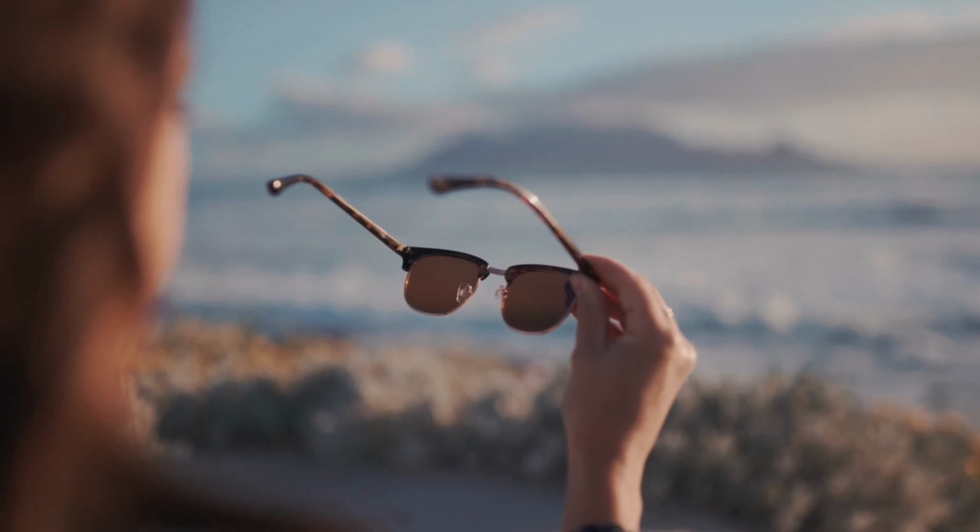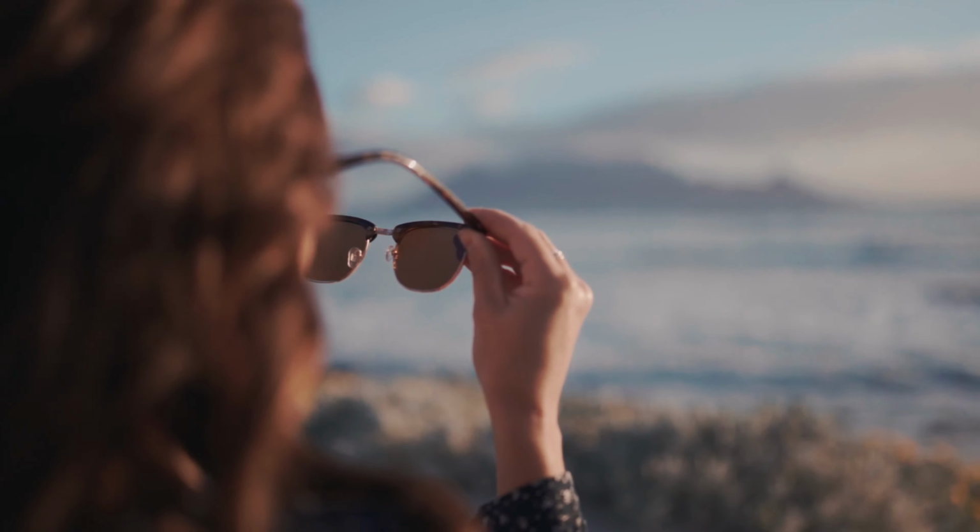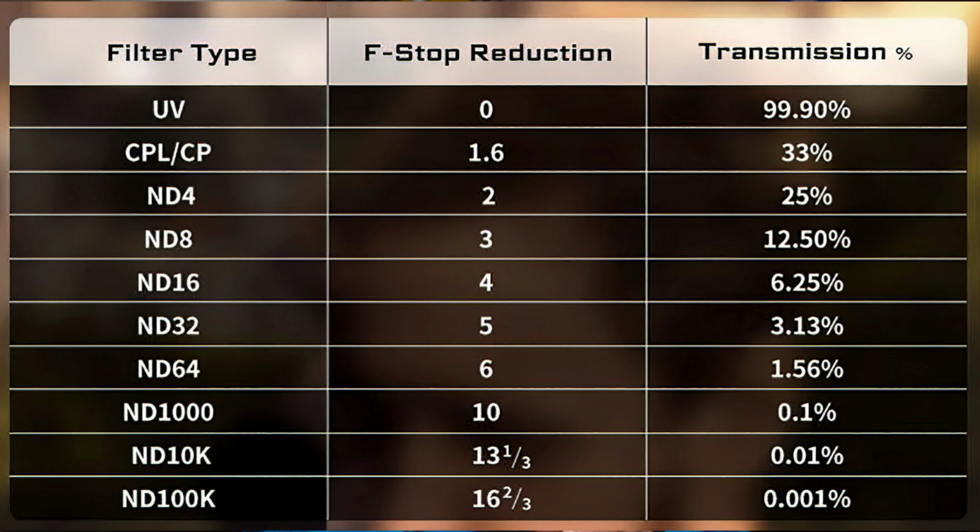So what are neutral density filters? Basically, the easy answer is that neutral density filters are like sunglasses for your camera. Circular polarizers and neutral densities all have one thing in common, and that is that they block a certain amount of light. The amount of light that gets blocked is based on the strength of the filter. So let's take a look at this chart.